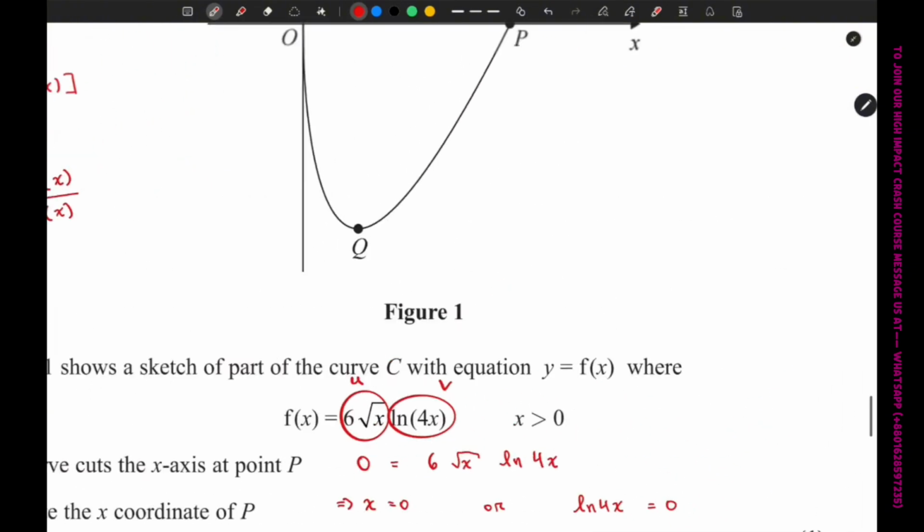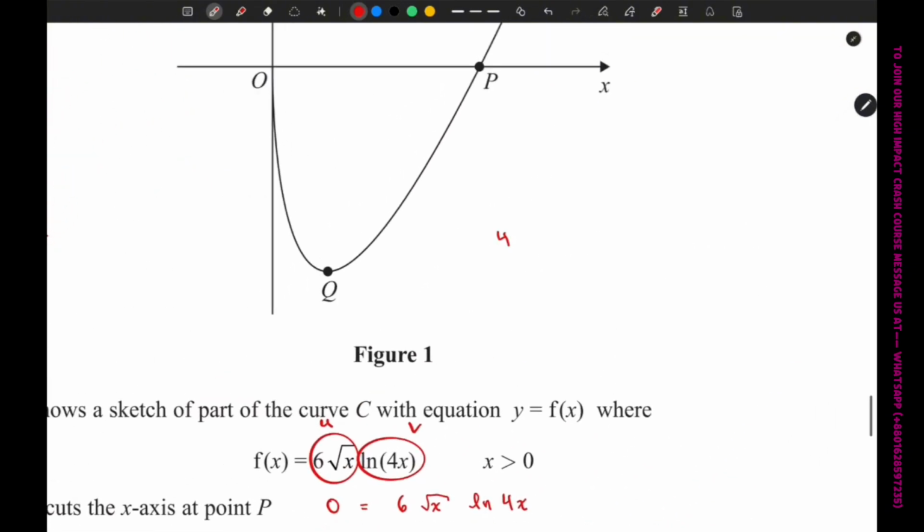So which means if I differentiate ln 4x, I will get 4 over 4x, which is equal to 1 over x. So that is the derivative of ln 4x.